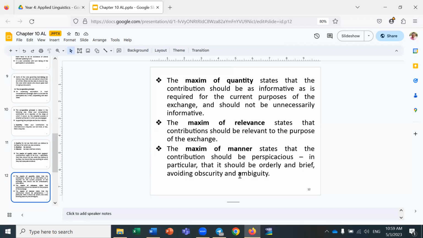The last one is the maxim of manner. The way that you present your idea should help the reader understand. You should know how to organize your ideas. You should not use language that causes confusion to readers or listeners, something like that. So these are the four maxims of the cooperative principle.